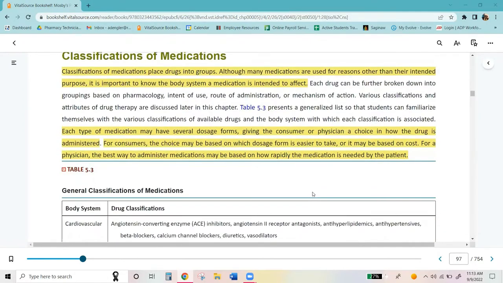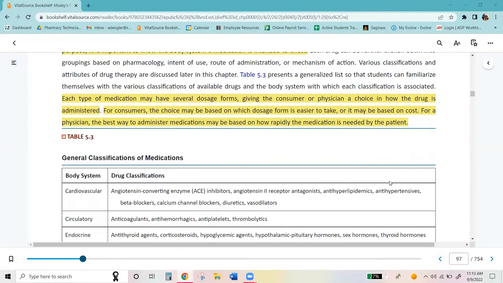Classifications of medications place drugs into groups. Although many medications are used for reasons other than their intended purpose, it is important to know the body system a medication is intended to affect. Each type of medication may have several dosage forms, giving the consumer or physician a choice in how the drug is administered. For consumers, the choice may be based on which dosage form is easier to take, or it may be based on cost. For a physician, the best way to administer medications can be based on how rapidly the medication is needed by the patient.